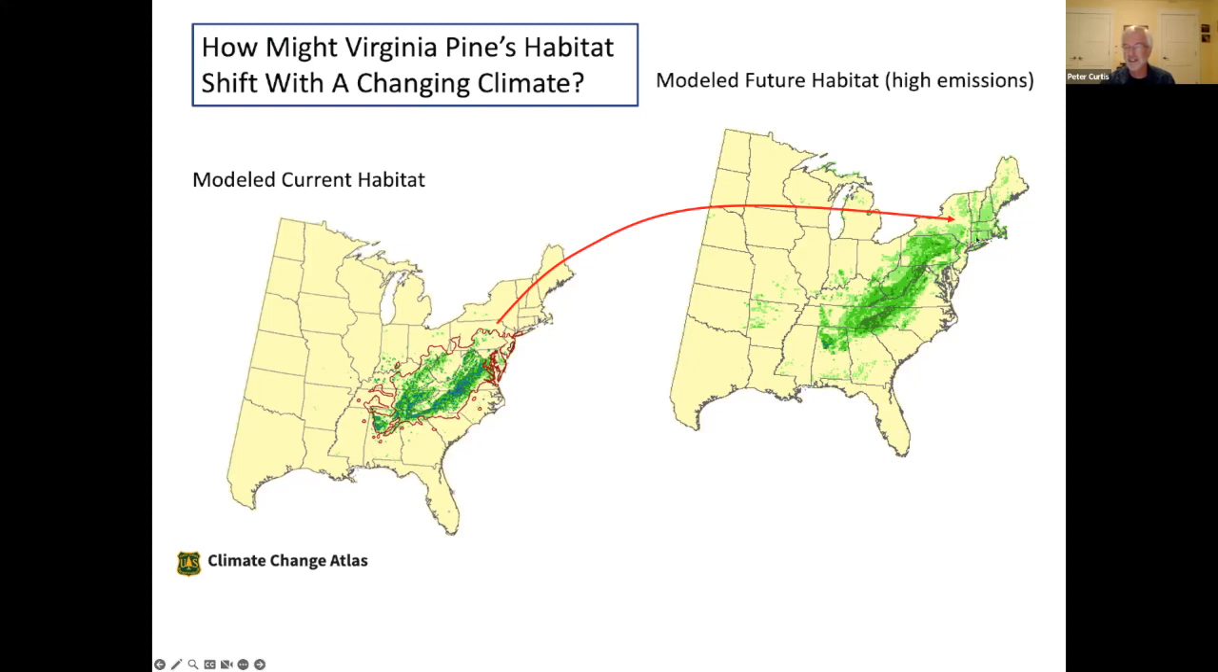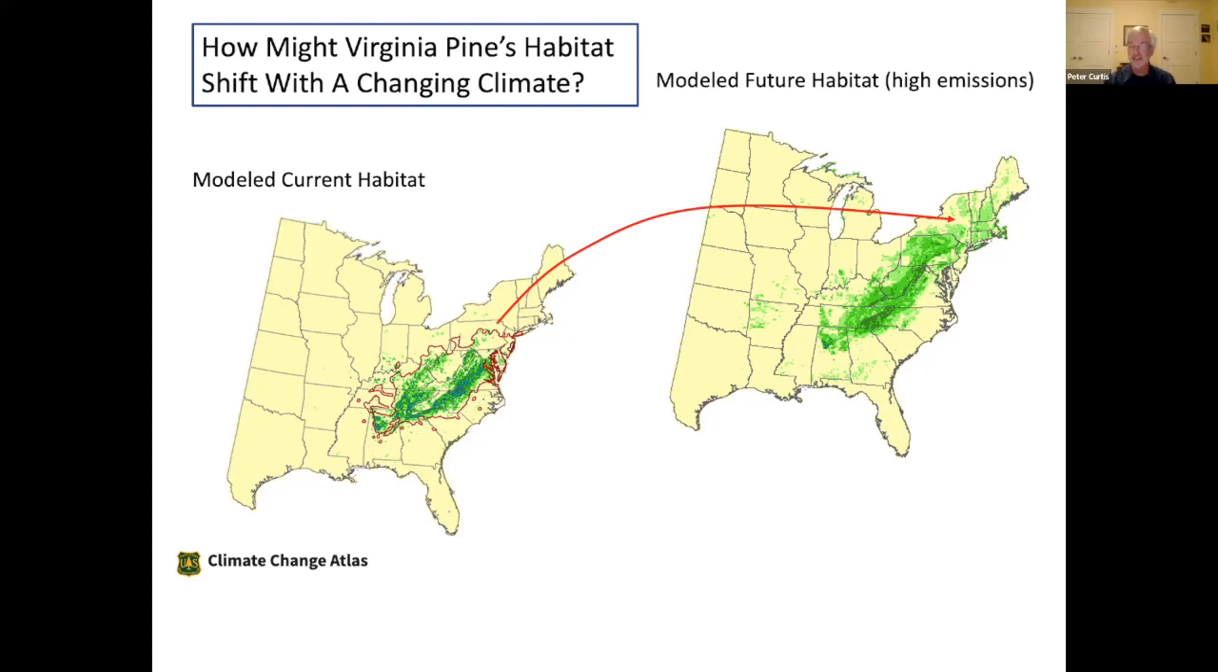So under this scenario, Massachusetts would now be perfectly suitable habitat for Virginia pine, well up into Maine, and in fact, actually in the upper Great Lakes as well. Interestingly, there's some new habitat in the West and potentially even further south. And I don't know the details of why that is in this model, but you can see where this is going, that in the North, you have an increased opportunity for colonization, available habitat for this species.